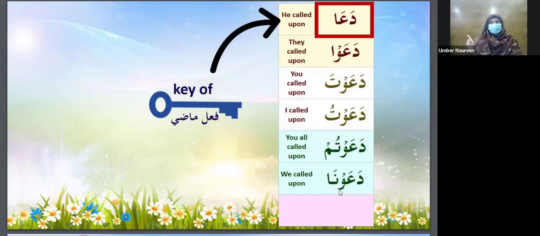Aisha Ishaq. Assalamu alaikum. Walaikum assalam warahmatullah. Da'a, he called upon. Da'aw, they called upon. Da'awta, you called upon. Da'awtu, I called upon. Da'awtum, you all called upon. Da'awna, we called upon. Sister Zara.